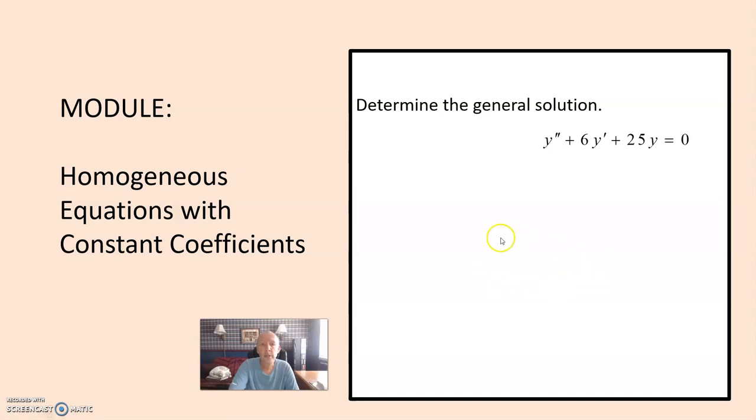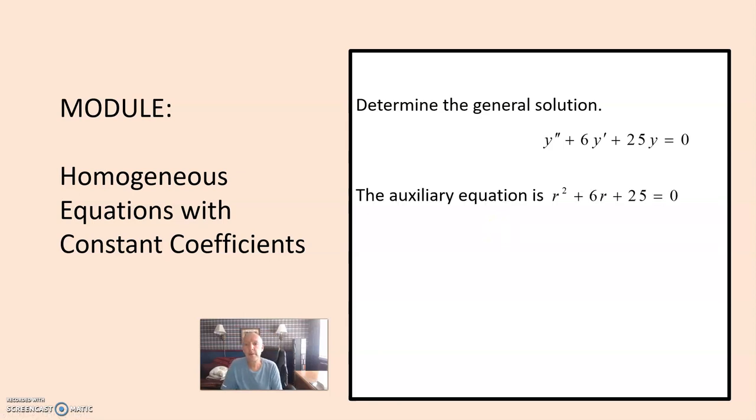The first thing that we're going to want to do is find the auxiliary equation for this. So, providing our substitutions, we find that the auxiliary equation is given as r squared plus 6r plus 25 equals 0. And now we'll rely on our algebra.